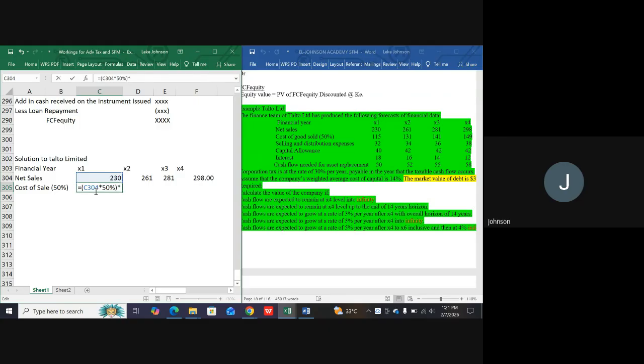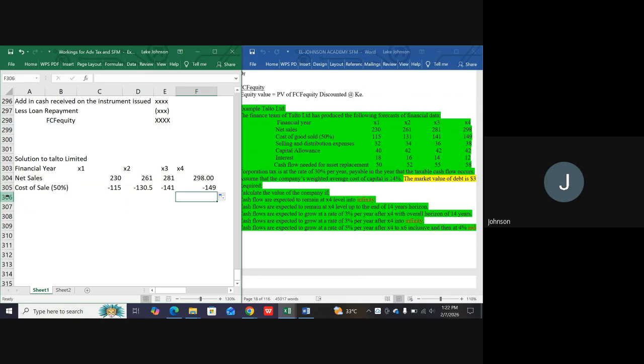Multiply by -1. Yeah, so we have gotten it like this. So 50% of 230 is going to be 115. So we just quickly copy these and get it to all these places. Yeah, so we've gotten that. Yeah, so that is correct. Then the next thing, they say that selling and distribution expense, they gave us the answer.